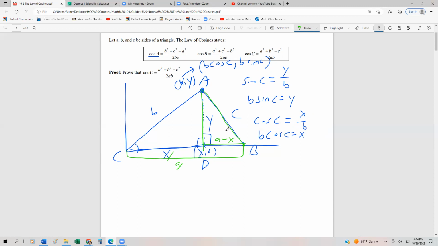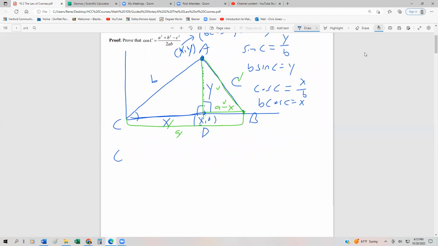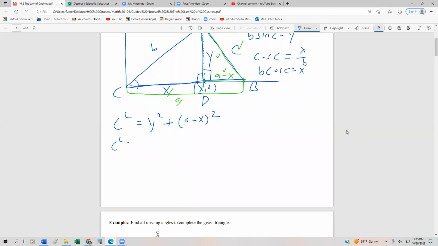So let's see if we can find some sort of relationship that might exist here. We certainly know that we have a hypotenuse and a couple of legs, so let's plug those into the Pythagorean theorem, and we can say that c squared equals y squared plus (a minus x) squared. A leg here and a leg here. Now, if I FOIL this (a minus x) out, I get c squared equals y squared plus a squared minus 2ax plus x squared.